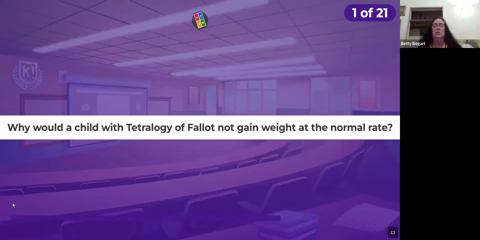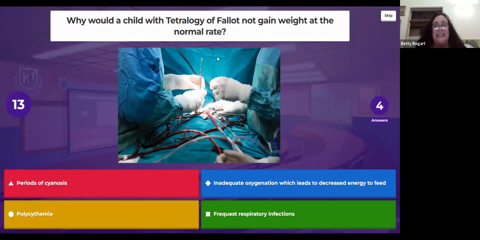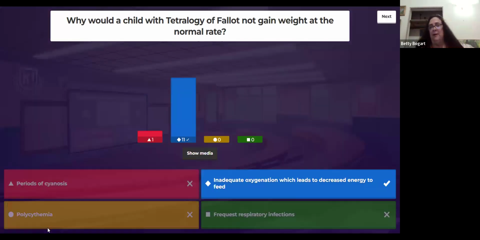Why would a child with tetralogy of Fallot not gain weight in the normal way? Remember, tetralogy of Fallot is a congenital cyanotic heart disease. So remember, with tetralogy, if we're not getting oxygen, you don't have that energy, you're not going to have the desire, and you're not going to eat. So, of course, you're not going to gain weight.